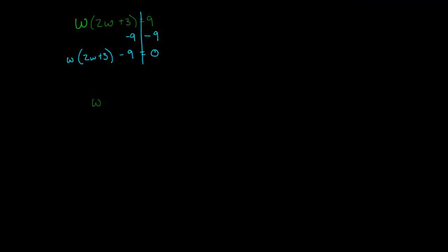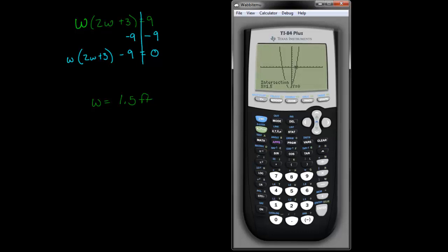W equals 1.5 feet. And just so that you can see, I got that from this right here, our intersection, our x equals 1.5. That is our final answer, and that is how you will solve questions to that extent.